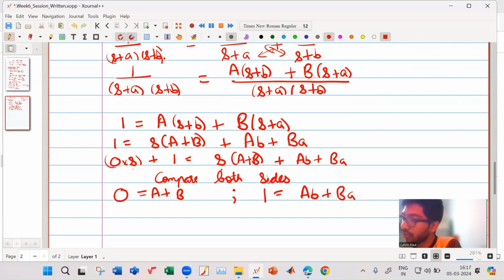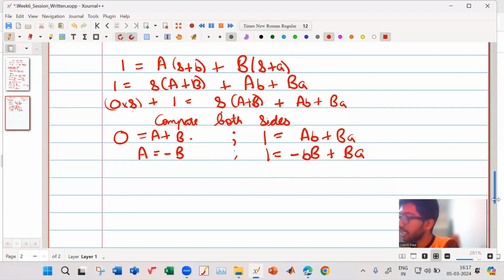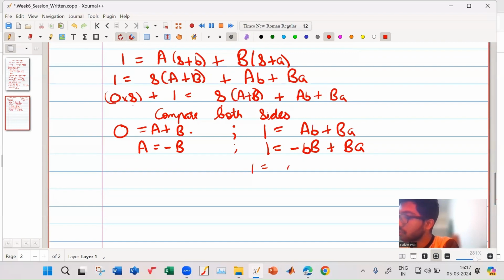Here what do we get? We get A is equal to minus B from this equation. Then we put that in this equation. We get 1 is equal to minus B into small b plus capital B into small a, right? So we get 1 is equal to B into a minus b.